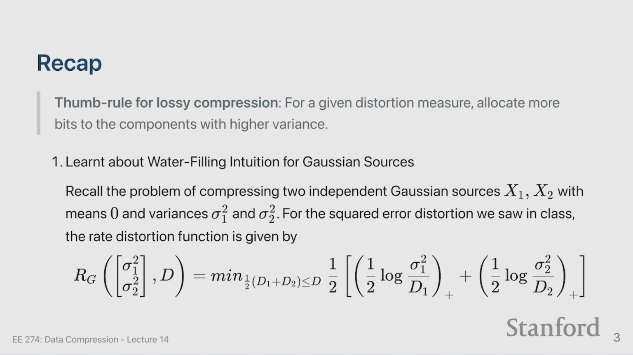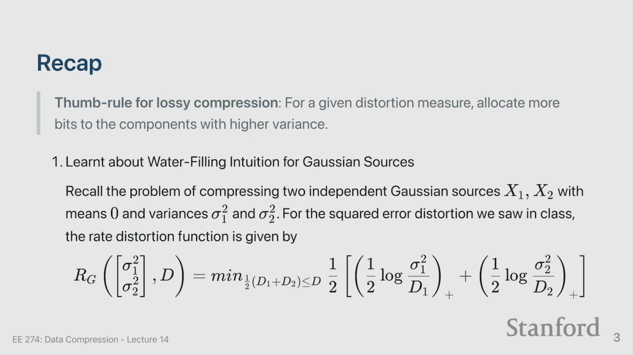Last time we talked about this rule of thumb for lossy compression, which is that for a given distortion measure, we want to allocate more bits to the component with higher variance, right? That was really one of the key takeaways from the last lecture. And we looked into this example of water filling intuition for Gaussian sources. Again, the math doesn't exactly work out, like the KKT conditions and everything, but the intuition is basically applicable to all sorts of practical lossy compressors which are out there, right? So this is one of the key takeaways in some sense.